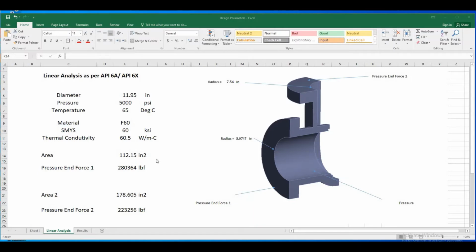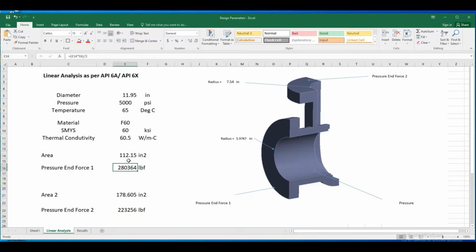For linear analysis, the design parameters are shown here. The diameter of the gate valve is 11.95 inch and the operating pressure is 5000 psi. The operating temperature of the gate valve is 65 degrees Celsius. For the continuity of the system, we will consider pressure and forces at both the horizontal surface and the top surface of the gate valve.